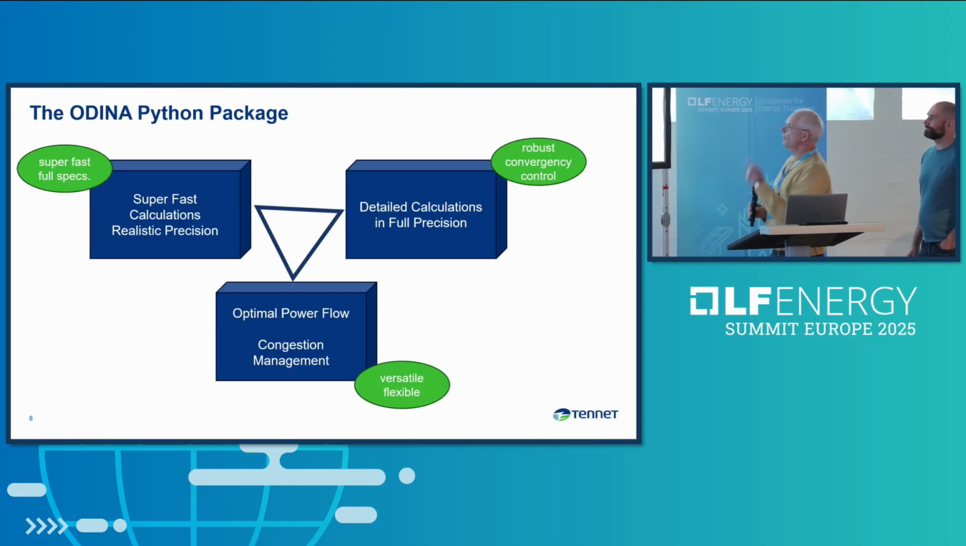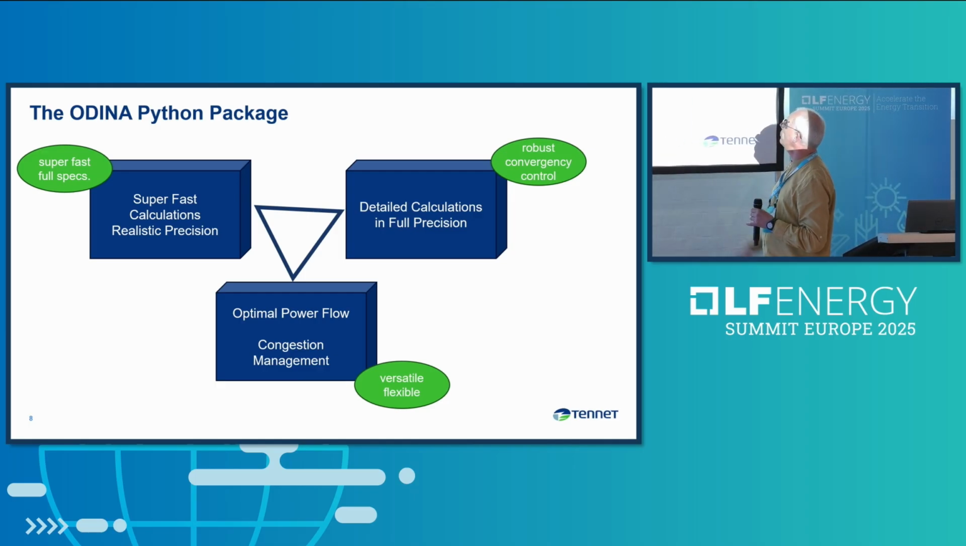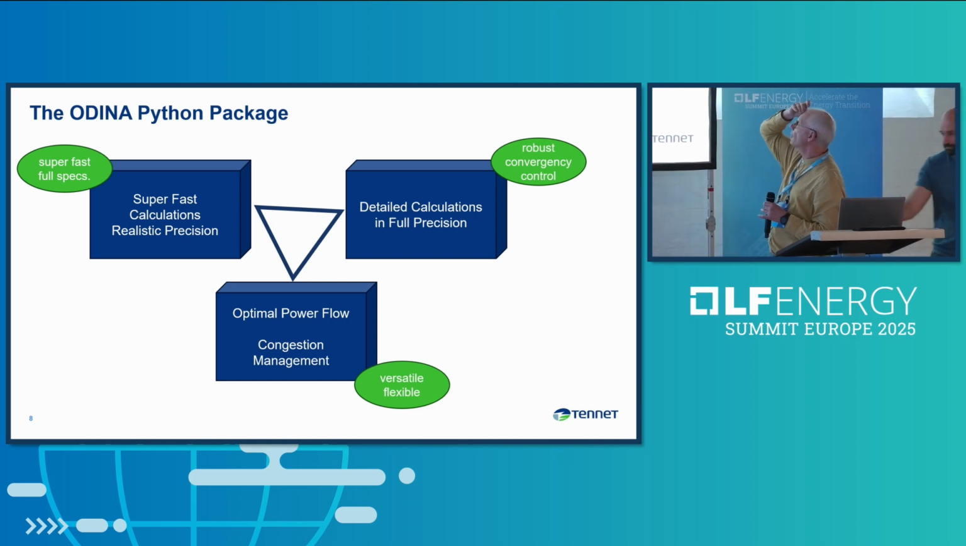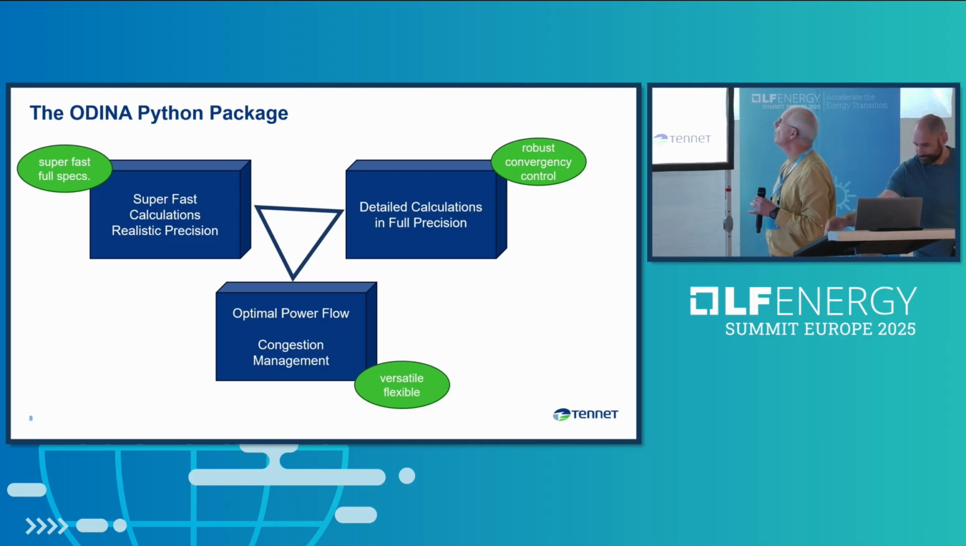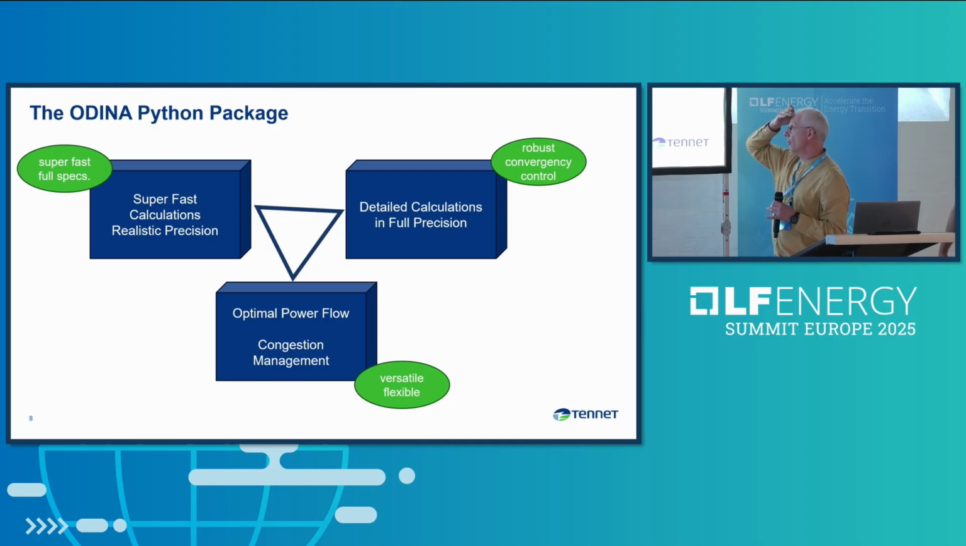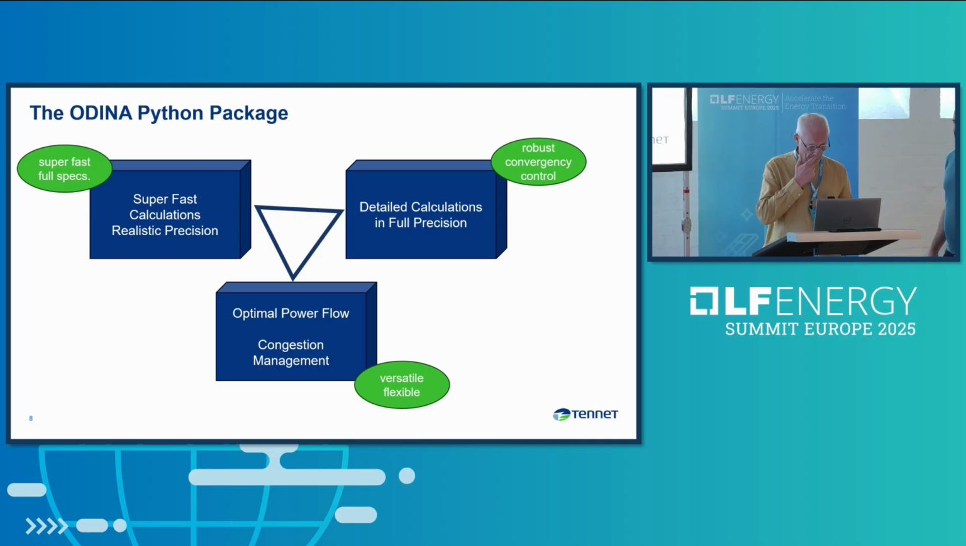So that's nice. We have super fast, full-spec calculations with realistic precision. We are building and extending the network toolbox at this moment. We have detailed calculations, so AC load flows in full precision. And because we have a linear load flow, we can do very fast optimizations for congestion management, very flexibly. Any optimization, phase shifters, HVDCs, flexibility, we can deal with.